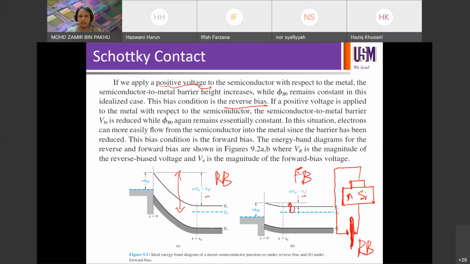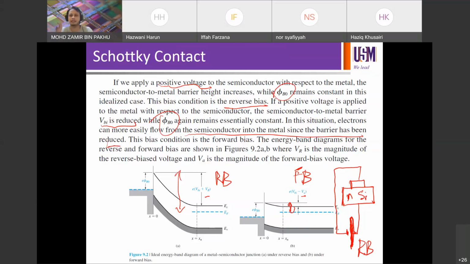If a positive voltage is applied to the metal with respect to the semiconductor, the semiconductor to metal barrier is reduced. VBI is reduced, while phi B naught remains essentially constant. If you can notice here, these two remain constant. So in this case, electrons can flow more easily from the semiconductor into the metal since the barrier has been reduced.